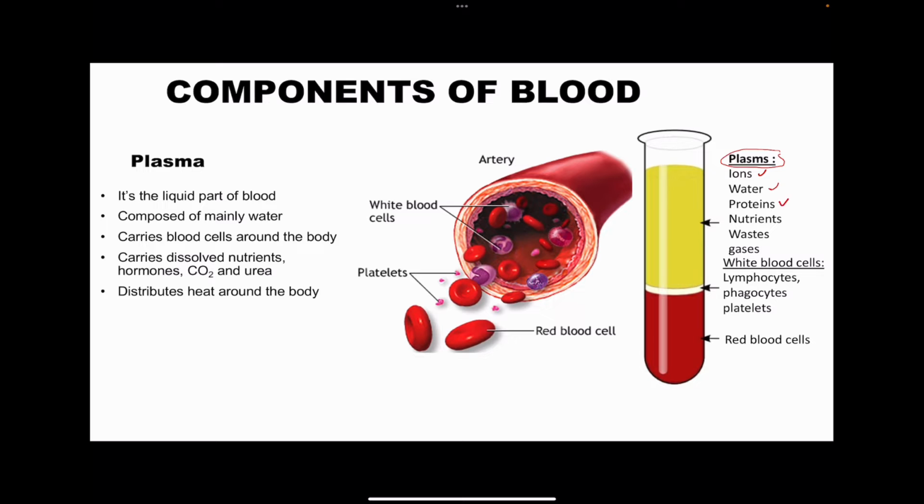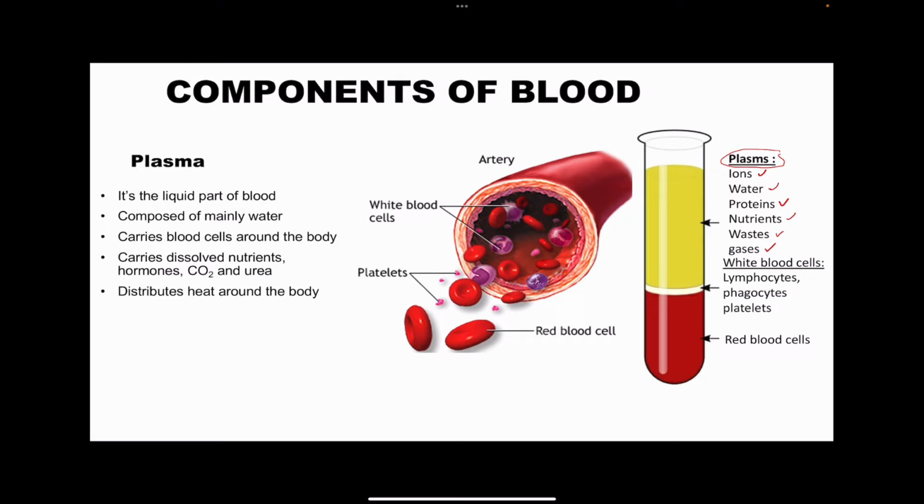Then we have proteins. This could be blood proteins or proteins like enzymes and so on. Here we can see there are nutrients like glucose, and wastes like urea. Then finally we have gases that could be carbon dioxide, as well as other gases that are present in there.